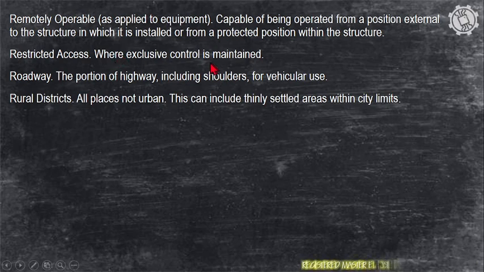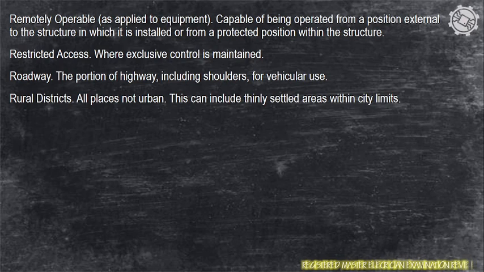Restricted access where exclusive control is maintained. So if a certain substation is restricted access, meaning meron lang isang tao or a company that has exclusive control on that area. Roadway: the portion of highway including shoulders for vehicular use. So part ng kalsada kung saan dumadaan yung ating mga sasakyan, ang tawag doon is roadway. Kadalasan nangyayari kasi sa sobrang dami ng sasakyan, sobrang liit lang ng ating highway. So yun, kaya minsan yung sidewalk is nagiging part na ng roadway.